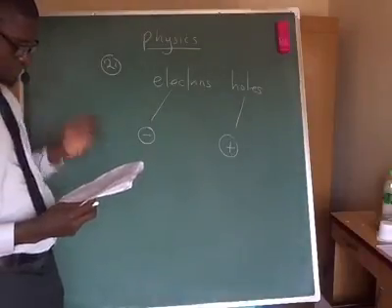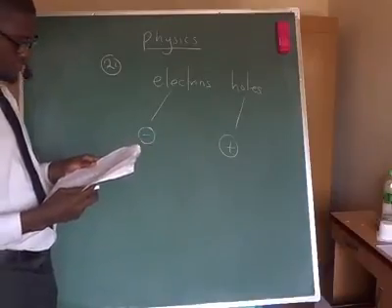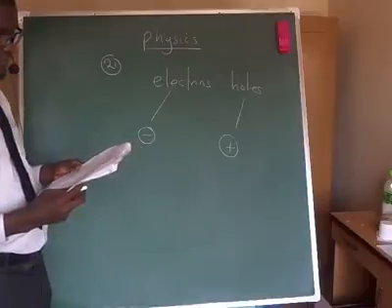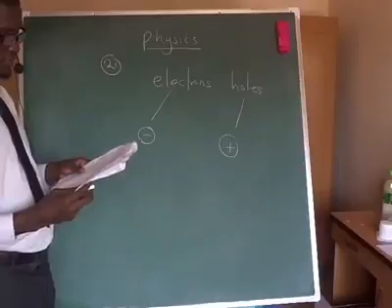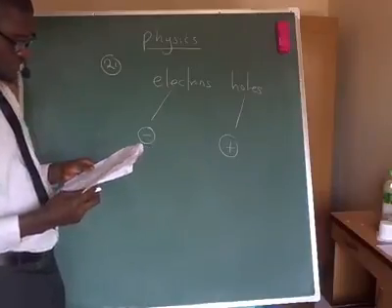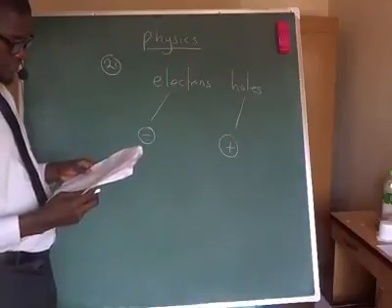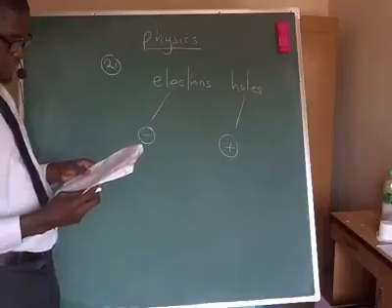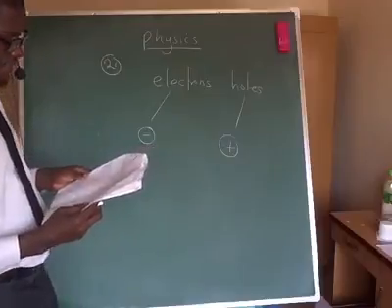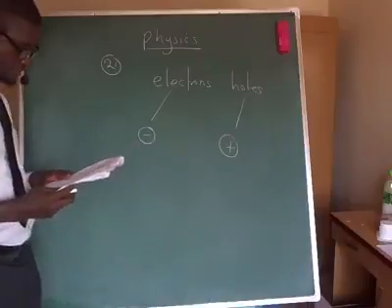Option A. Question 22 says, which of the following does not use magnetic effect of current to function? A. A telephone receiver. B. Lead acid accumulator. C. A moving coil galvanometer. And D. An electric bell. So the answer is B. Lead acid accumulator does not use magnetic effect of current.